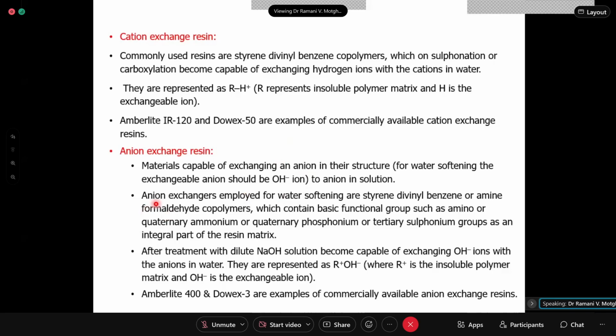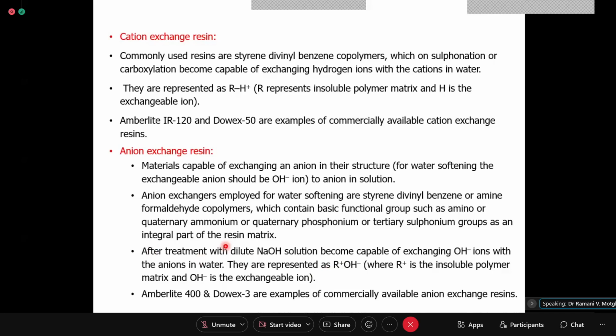Then the anion exchangers employed for water softening are styrene, divinyl benzene, or amine formaldehyde copolymers, which contain basic functional groups such as amino, quaternary ammonium, or quaternary phosphonium, or tertiary sulfonium groups as an integral part of the resin matrix. Okay, so that is represented as R.